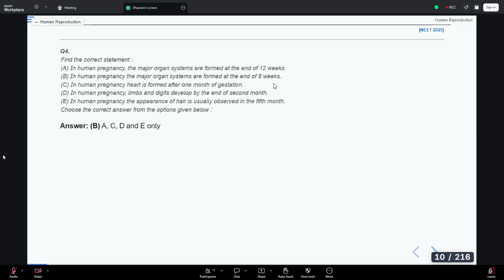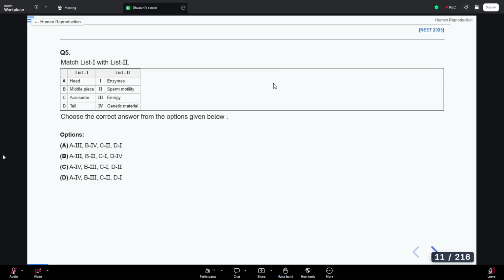Then in the fifth month, means 17 to 20 weeks, mother can feel the movement of the baby, right? So you can see growth of hair during this 17 to 20 weeks in the fifth month. Then in the sixth month, 21 to 24 weeks, the body will be fully covered with fine hairs and eyelashes will form and eyelids also will get separated. So remember months also, remember weeks also. Okay, let's see the next question.